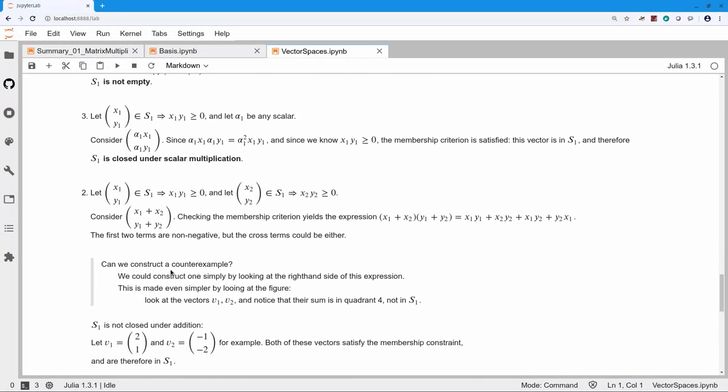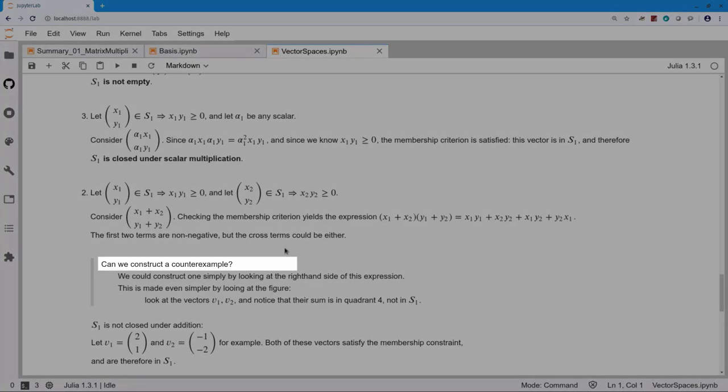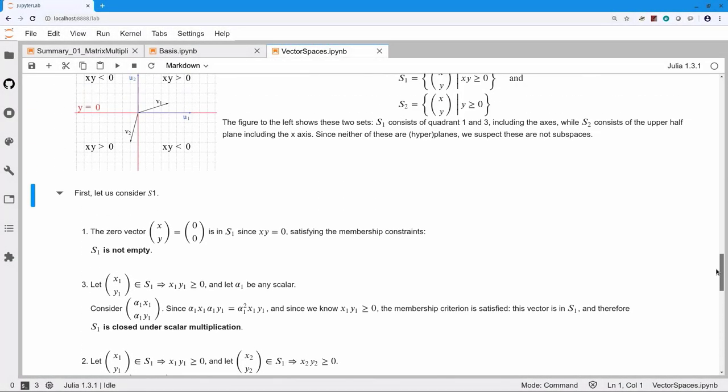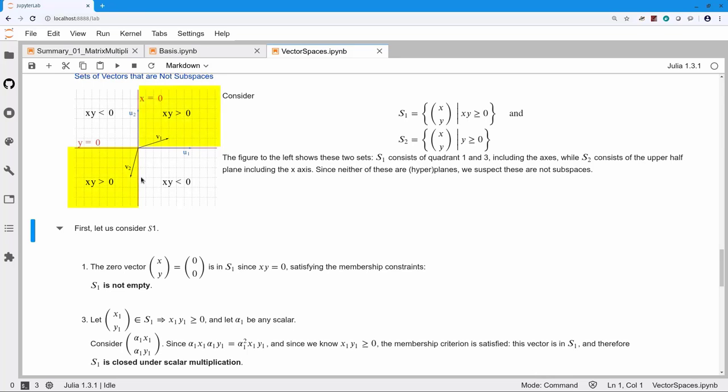So the question is, can we construct a counterexample? Algebraically, we can just try some x's and y's and make sure that the membership condition for the x's and y's is satisfied, and then figure out something that adds up to a negative number over here. But it's probably easier to look back at our graph over here and to notice, hey, wait a second. If I take V1 in the first quadrant and V2 in the second quadrant, right? V1 is in S1, V2 is in S1. But if I sum those two vectors together, I'm in the fourth quadrant. I'll be outside of S1.